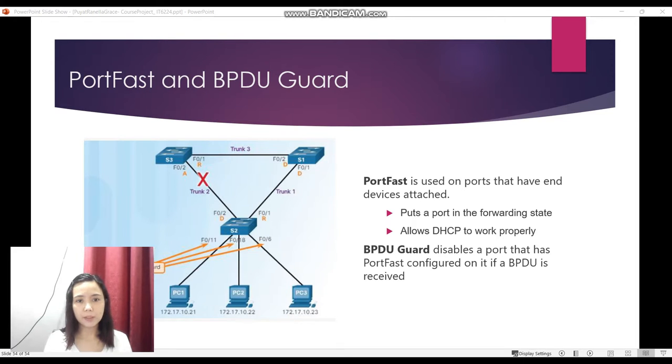PortFast and BPDU guard. PortFast is used on ports that have end devices attached. It puts a port in forwarding state and allows DHCP to work properly, while the BPDU guard disables a port that has PortFast configured on it if a BPDU is received.